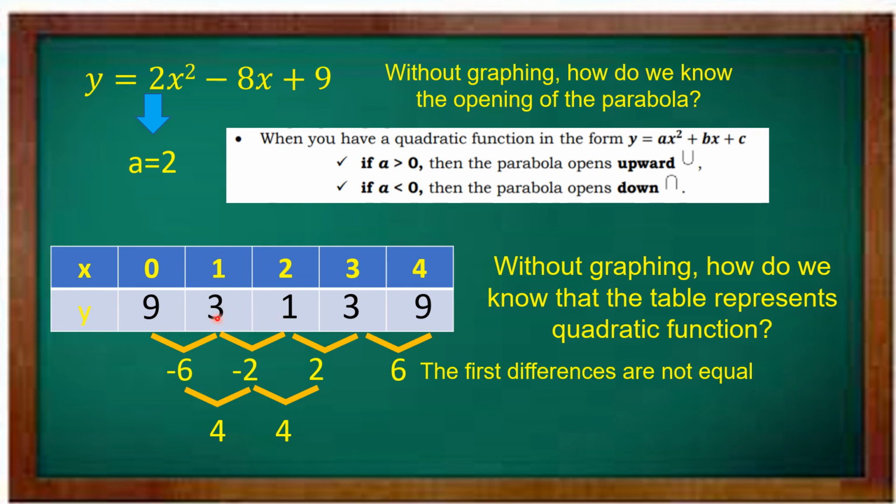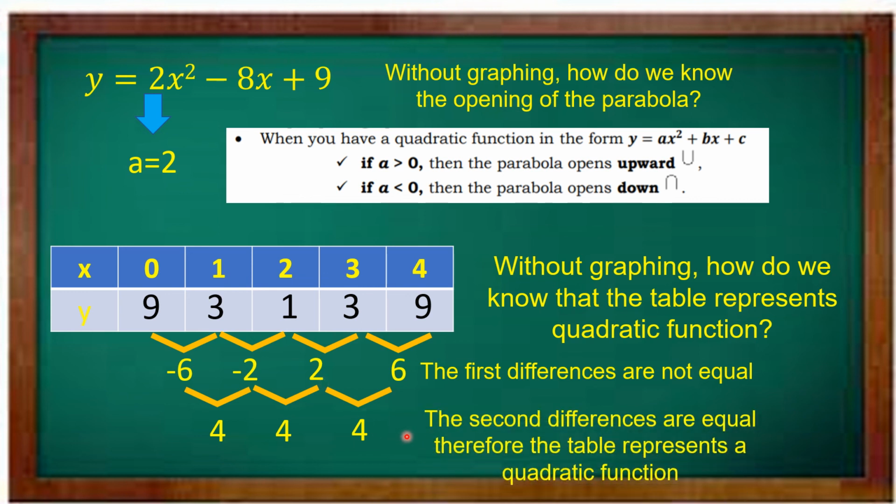Dito, negative, so magiging plus. 2 plus 2, it's 4. Tapos 6, ano mangyari dito? Minus 2. Okay? So, 6 minus 2, it's 4. Okay? So, ang second difference natin are equal. Differences are equal. Therefore, the table represents a quadratic function.